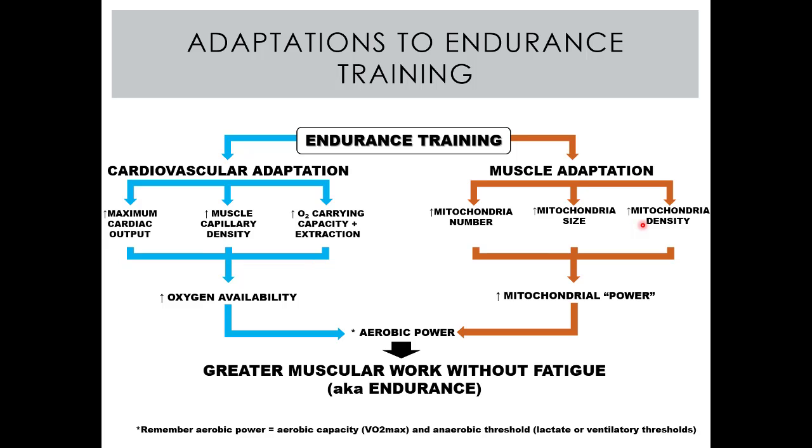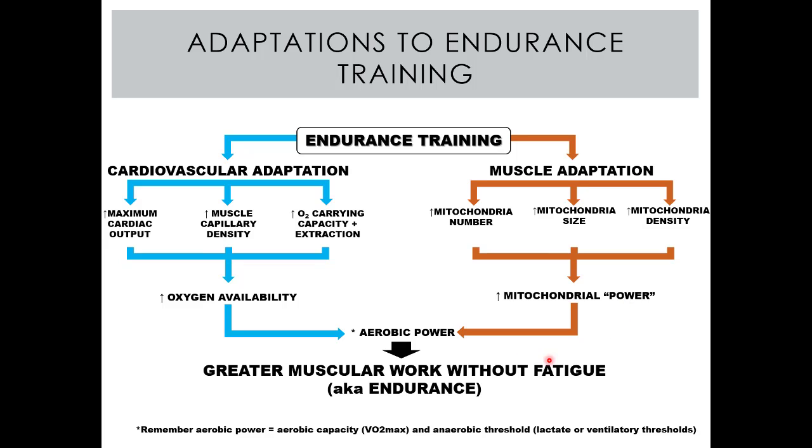Now, since mitochondrial biogenesis typically accompanies increases in the size and density of mitochondria, the term mitochondrial biogenesis is used to describe an increase in the number, size, and density of mitochondria, since they all occur simultaneously. Altogether, these enhancements to the muscle mitochondria directly impact the power of the mitochondria to produce ATP aerobically, and thus directly impacts aerobic power.